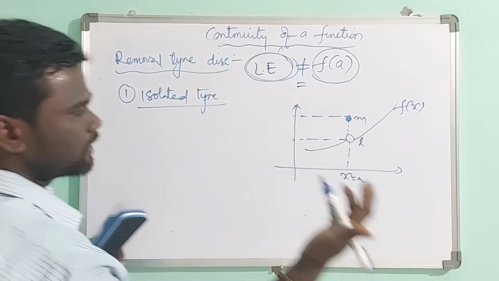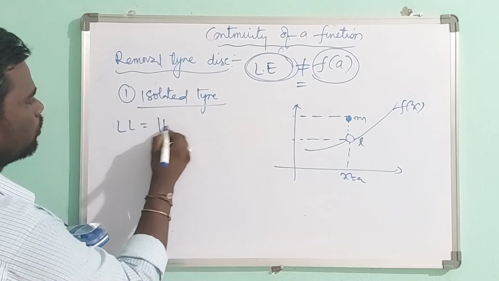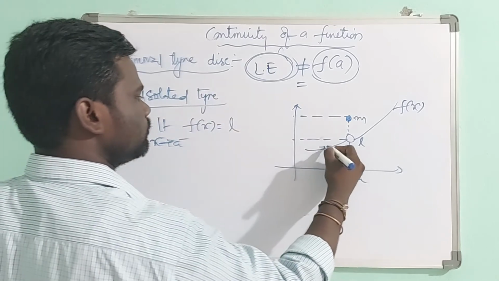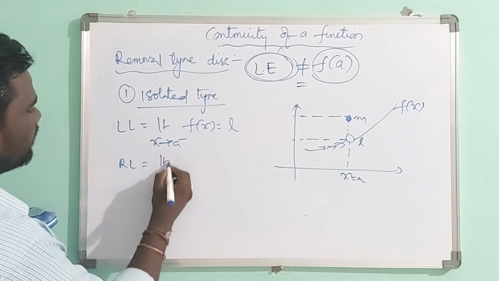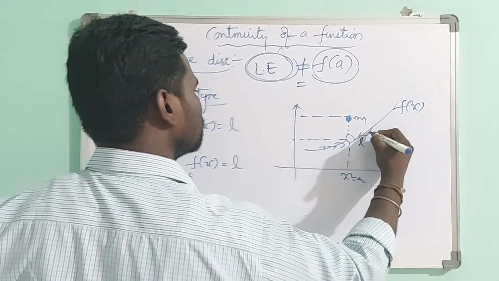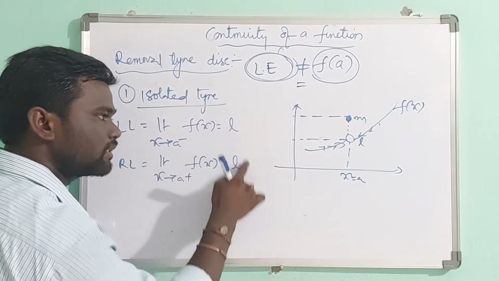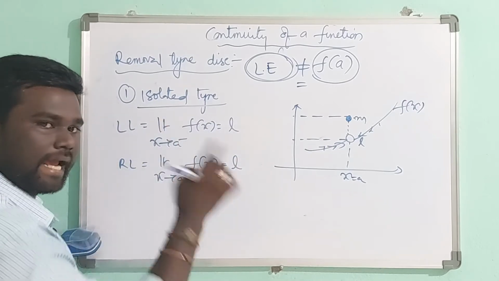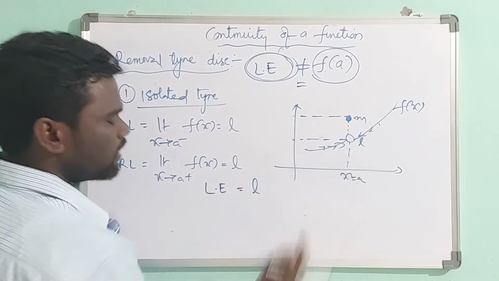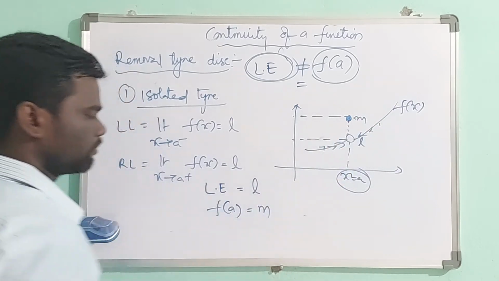Now, why is it said to be discontinuous? First, left limit. So limit x tends to a minus f of x is equal to what? L. And coming to the right limit, limit x tends to a plus f of x is also equal to L. So clear that left limit is equal to right limit, both are equal to the finite quantity, that is equal to L. So here clearly limit exists, and the existing limit is equal to L. Then what is the value of the function? So the value of the function at x equal to a is what? M. So f of a is equal to M.